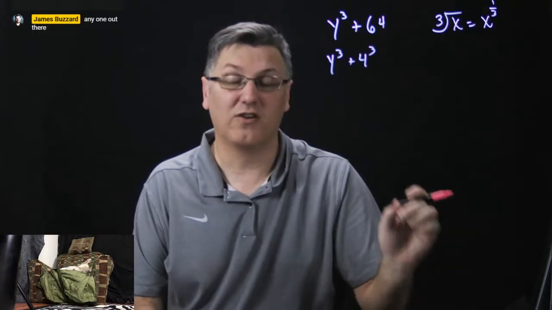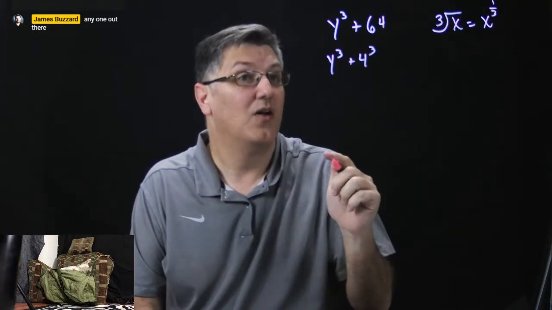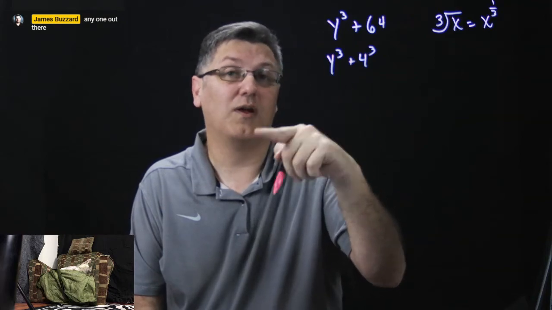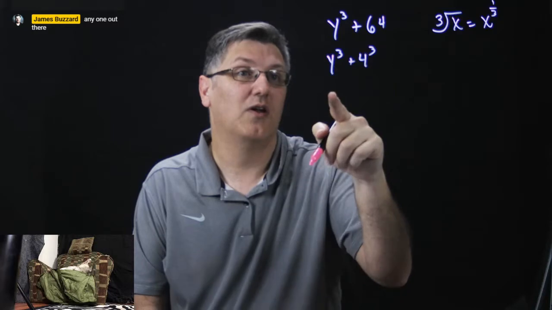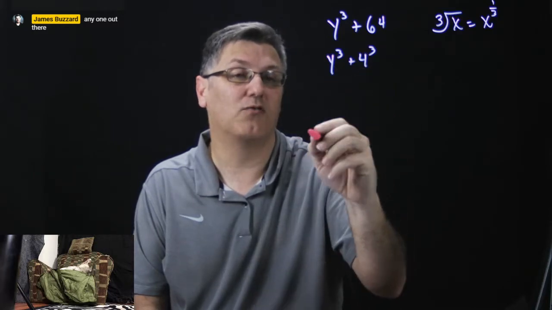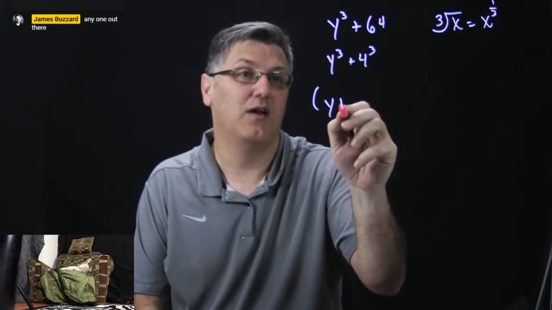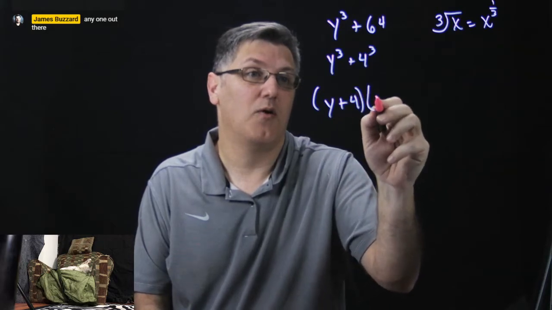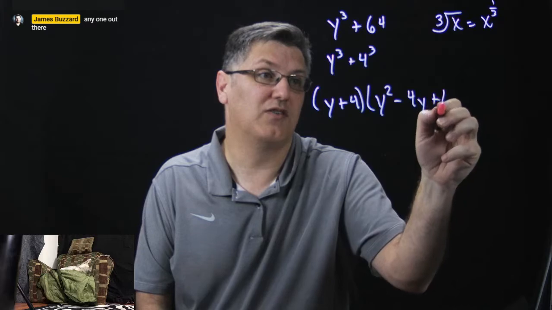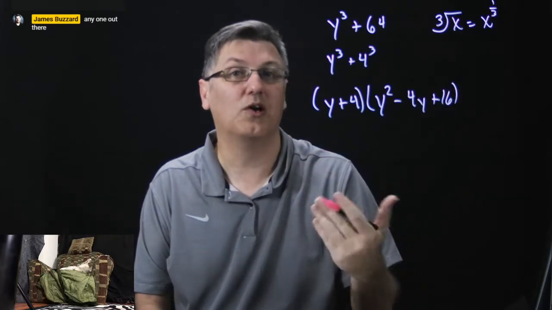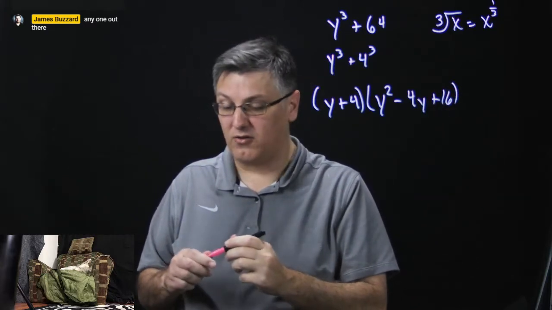I haven't used that calculator in a long time, so from here, I know it's going to be a sum of cubes, so it's going to be same, opposite, always positive, so my first sign will be plus. My a is y, my b is 4, so this factors to y plus 4, y squared minus 4y plus 16, because that's 4 squared. So that's a pretty easy way to factor as well.